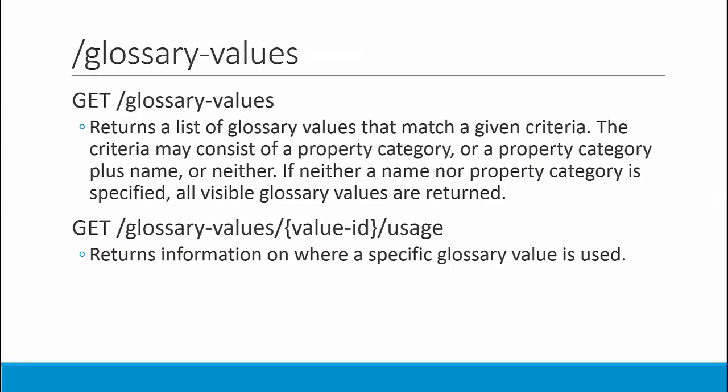So this is another new API. Today, you're not able to retrieve glossary values directly using our APIs, so we've added a new API that supports this. You can retrieve a list of glossary values that match a given criteria, for example, values for a particular glossary property like system, or glossary values with a particular name. If no criteria is specified, then a list of all glossary values that you have permission to see will be returned. And to find out where a particular glossary value is being used, we have the new Glossary Values Usage API, which does exactly that.